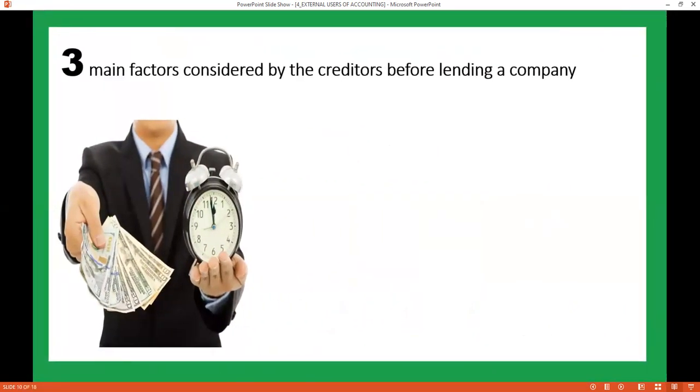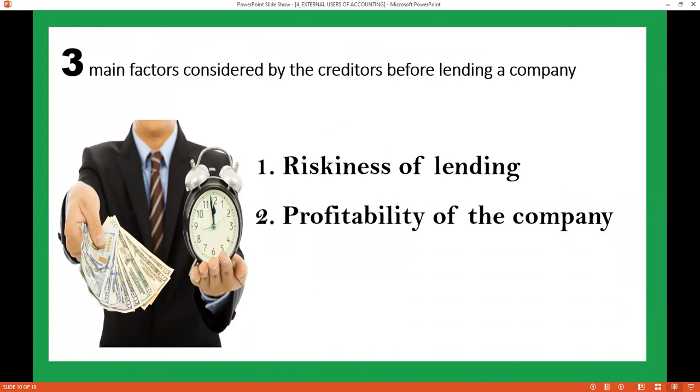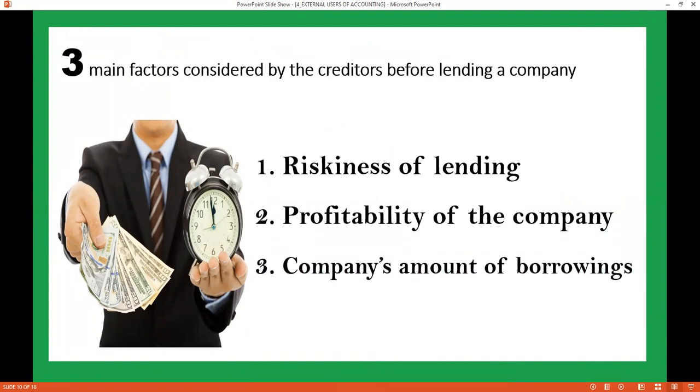These are the three main factors considered by the creditors before lending money. First one, the riskiness of lending. Second, profitability of the company. And the third, the company's amount of borrowing. So the riskiness of lending, the creditors always choose to lend to the business with the capability to return their money back. When we talk about the profitability of the company, if the company has a good amount of profit, the creditors will surely lend their money. So kapag kabaliktaran naman, mag-iisip muna yung creditors kung magpapahiram pa sila or hindi na.